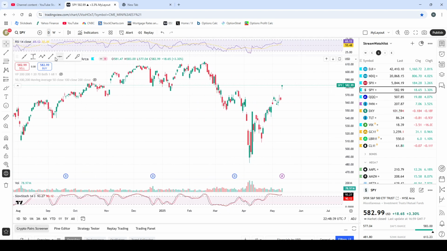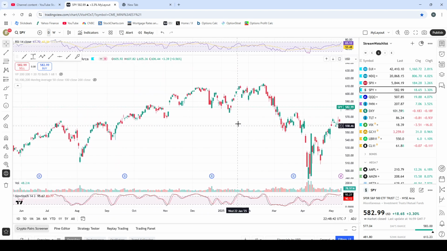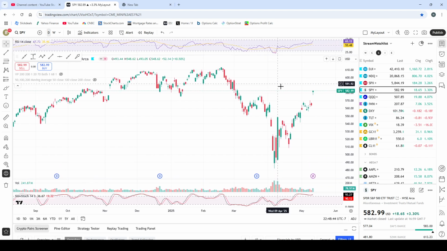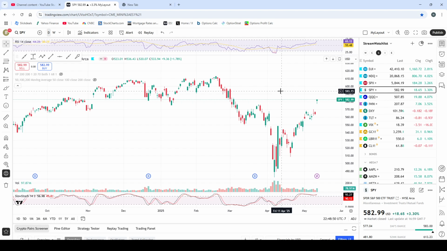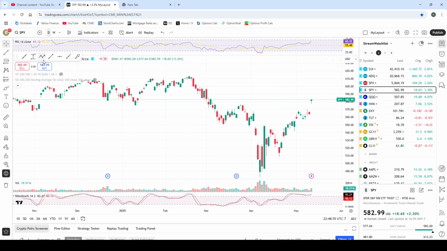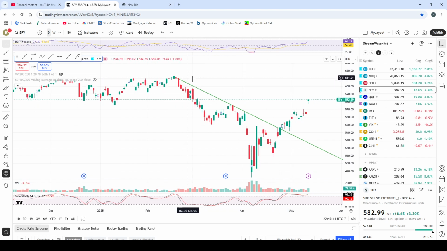For a short term, I will use the daily chart, and then I look at the previous trend and the current trend. Now, for the previous trend, I pick the top of one, then the top of the second, and draw it. So that is the trend line of this period from here to here.